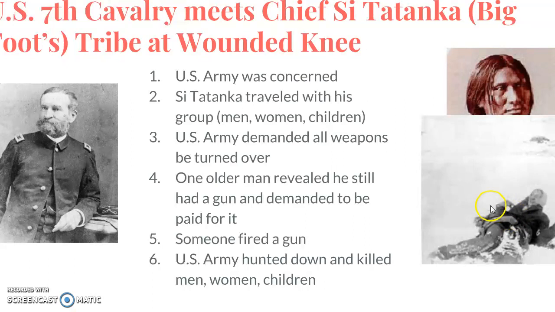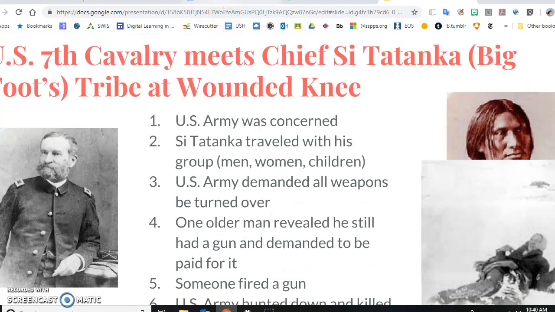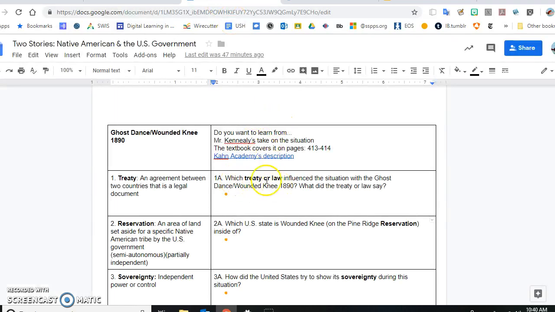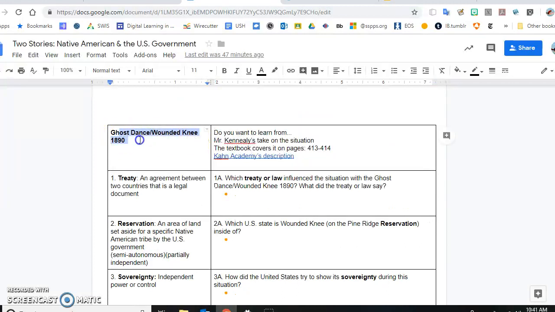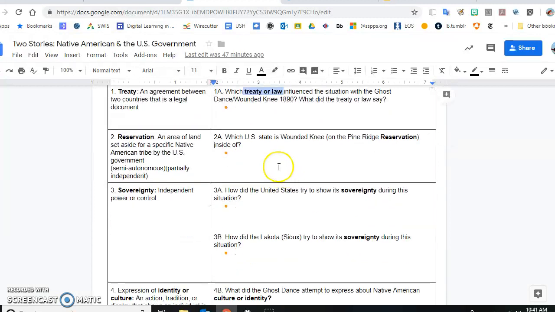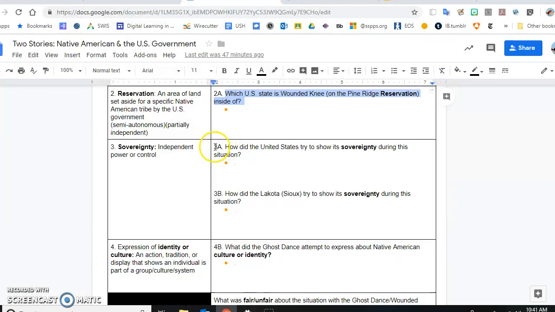So what you want to do with this information, and again, you can pause, rewind it, go back, look at it, is you want to look at these challenging questions that I laid out for you here in this section, labeled the Ghost Dance and Wounded Knee. So what treaty or law is important to this event? Which state did this take place in? Today we would call it a U.S. state. How did the United States show its sovereignty during this situation? That is, how did they show their power or their independence?